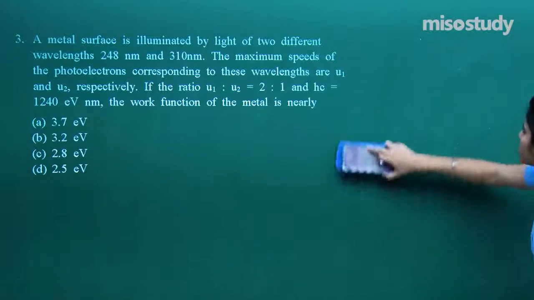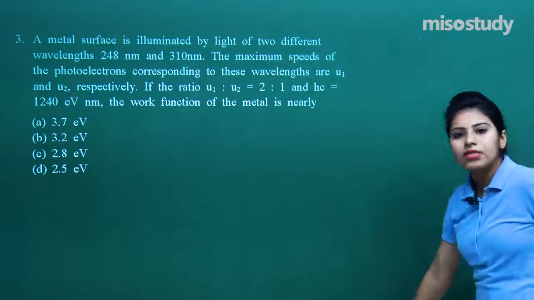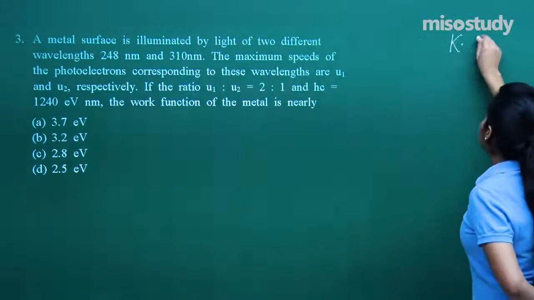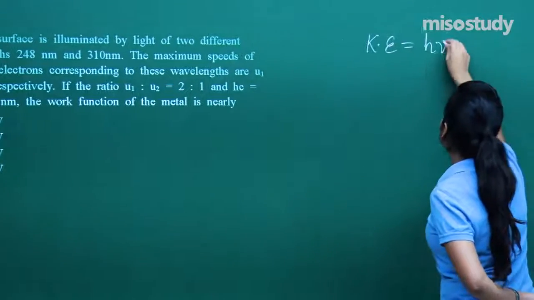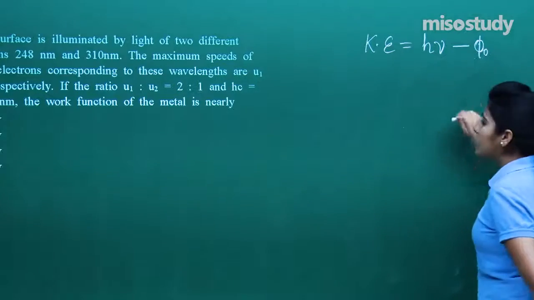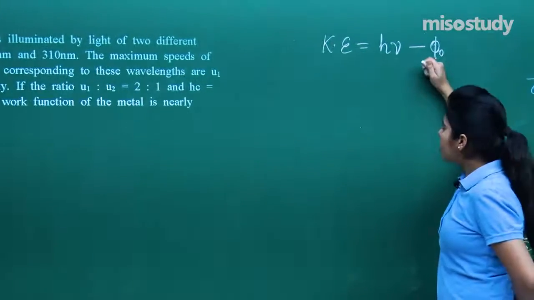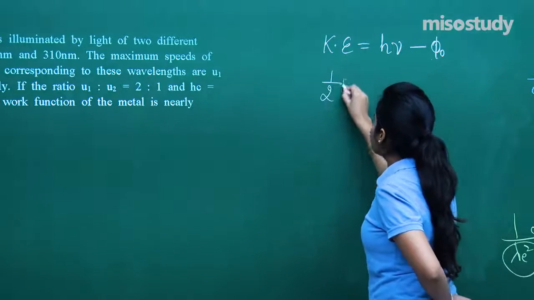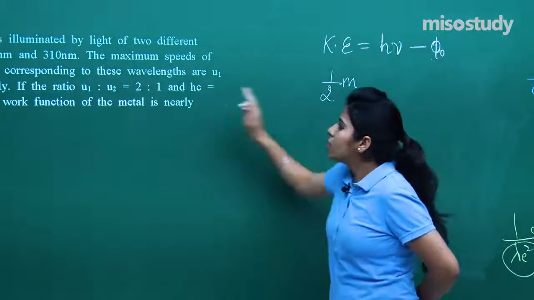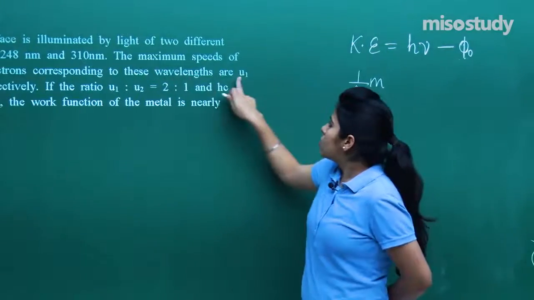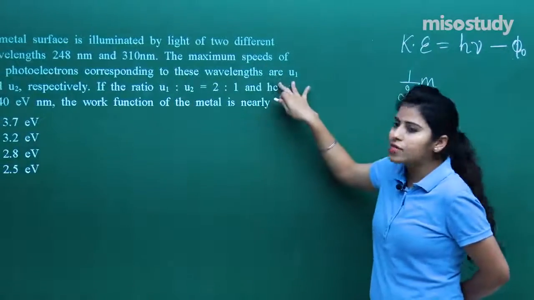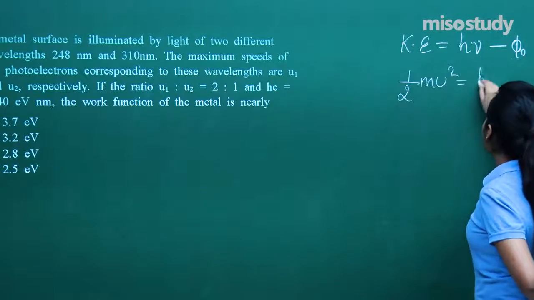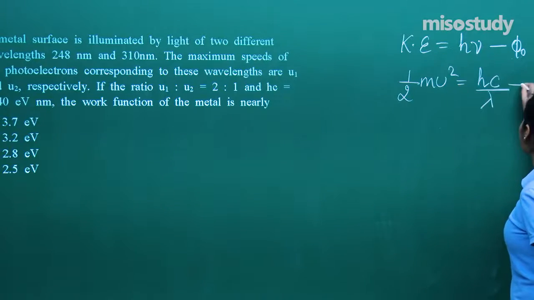Again, it is based on one thing, which is the favorite part, the photoelectric equation. Let me write: kinetic energy is h nu minus work function. This we have to find, right? And kinetic energy can be written as half m v square, but here in place of v, u has been given. The maximum speeds are u1 and u2. So I am going to use half m u square equals hc by lambda minus phi naught.